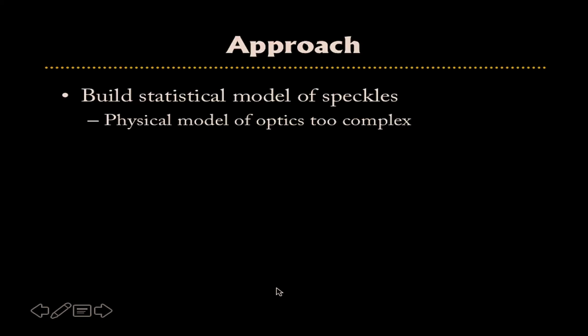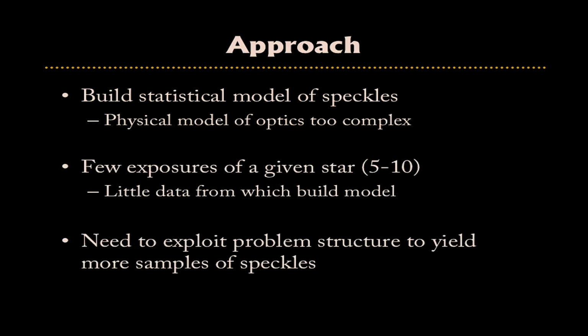Okay, so the basic mindset here is, instead of trying to model that very complicated optical train I just showed you, which is incredibly sensitive to any perturbations in the train, for example as the telescope moves around, we're just going to use a whole series of exposures to build a statistical model of what that speckle noise looks like. But one of the challenges is that for any given star, that speckle pattern does change quite a bit, and we won't have too many exposures.